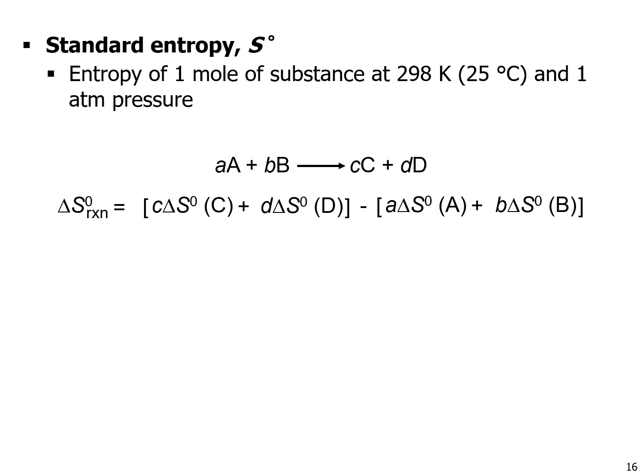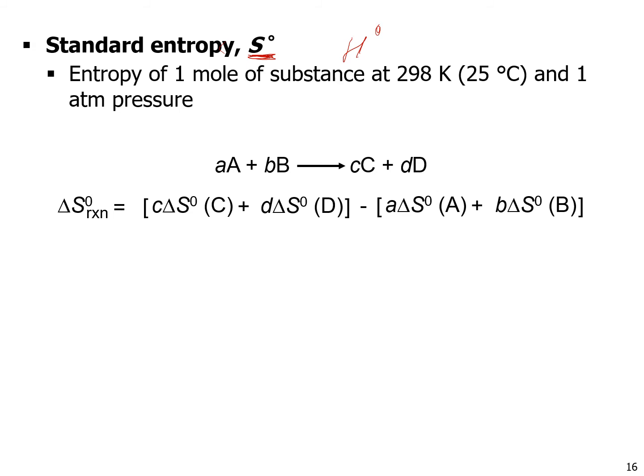And what is this S naught that you're seeing right here? S naught stands for standard entropy, which is very similar to what you might have seen in delta H naught, which is standard enthalpy. In this case, we are talking about standard entropy. Standard entropy is defined as the entropy of 1 mole of a substance at 298 Kelvin, which is room temperature, and at 1 atmospheric pressure. If we are asked to figure out delta S naught for this reaction, the entropy change for this particular reaction, you take the sum of the entropy of the products and take the difference with the sum of the entropy of the reactants. This is a very similar concept to delta H.